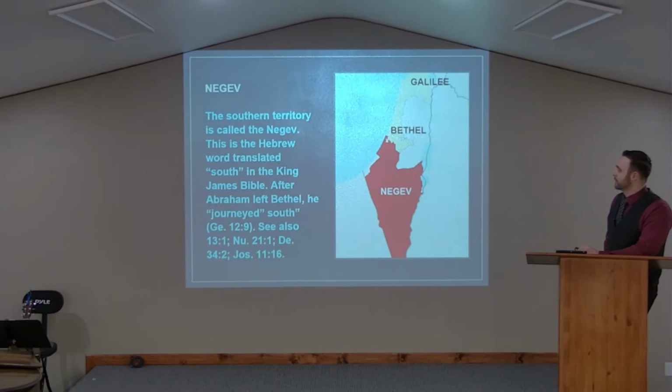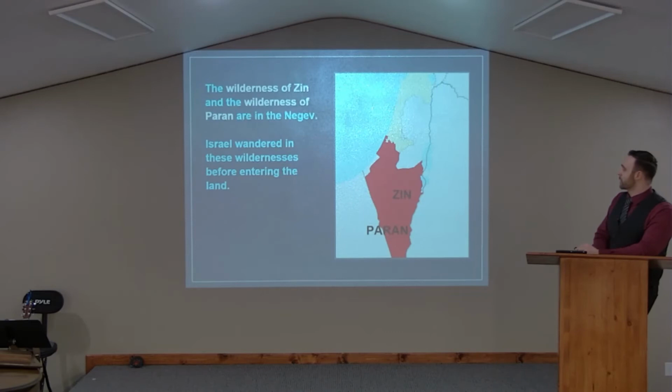Now, Israel is divided into several different territories. The south is called the Negev, and this is just the Hebrew word translated south. After Abraham left Bethel, he went south, and so he ended up down in the Negev. Also down there we have the wilderness of Zin and Paran, and when Israel wandered before they were allowed to enter the land, this is roughly where they were. And we've joked about the fact that we're not talking about a large geographical area here at all. The reality is not so much that they were just completely lost, but that God was not permitting them to enter the land for a specific length of time. But yes, it is a very small area.